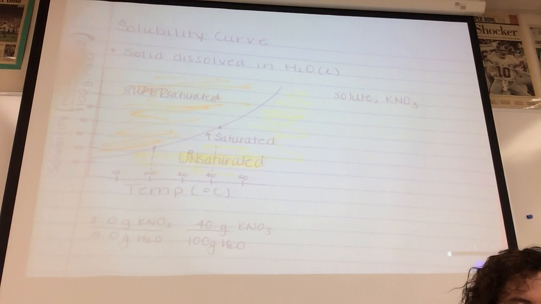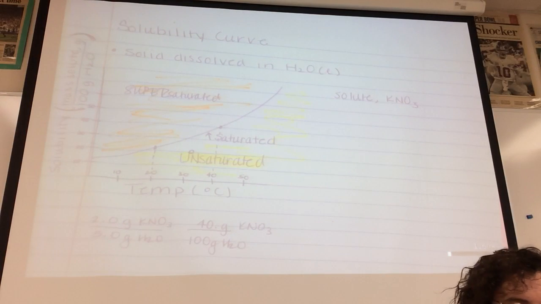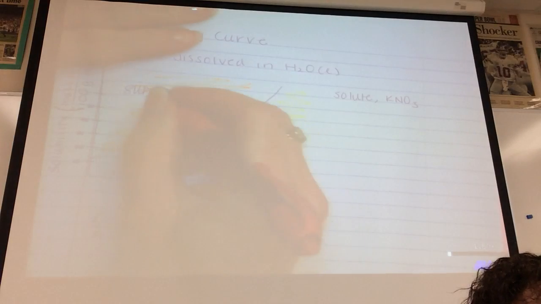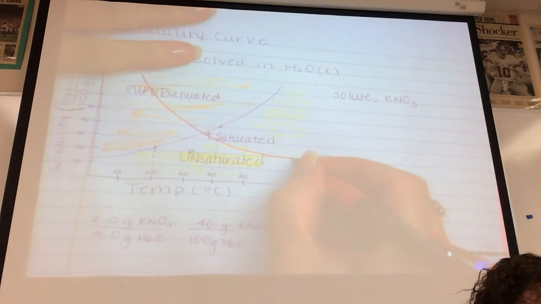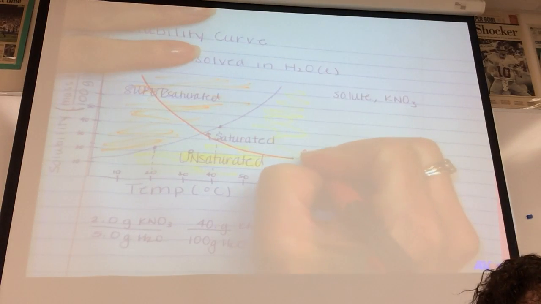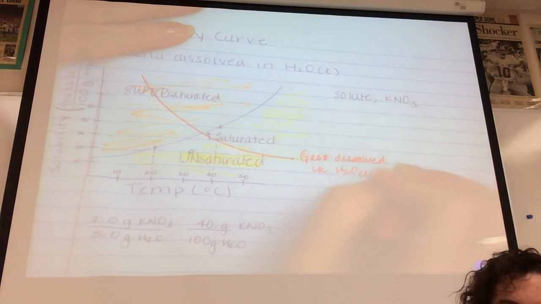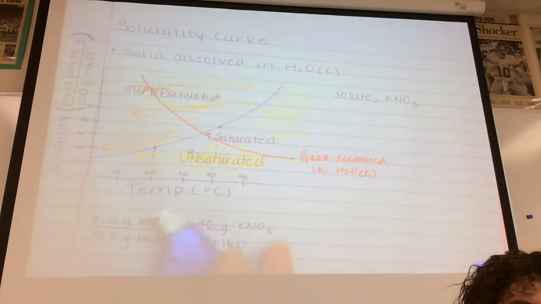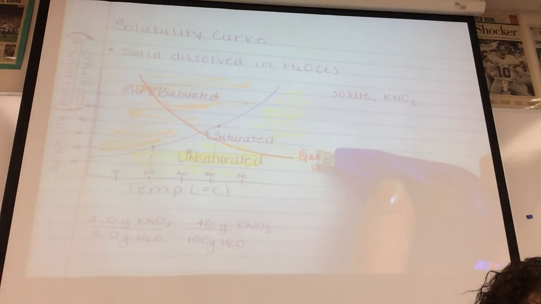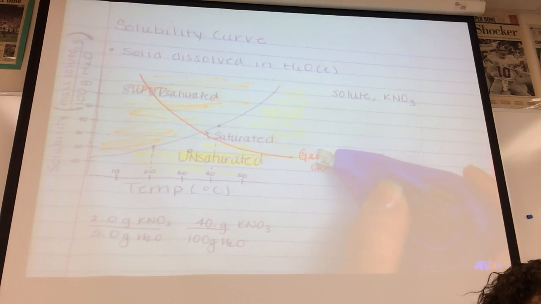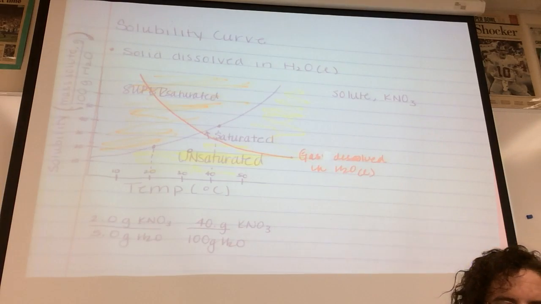Whereas solids show an increased solubility with an increased temperature in most cases, gases show this. So this would be a gas dissolved in water. So gases show decreasing solubility with increasing temperature.